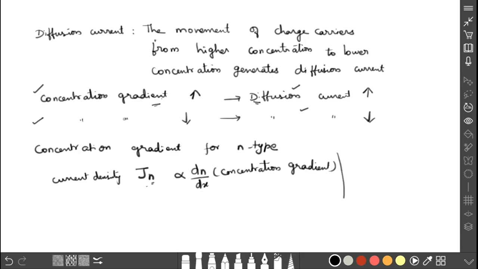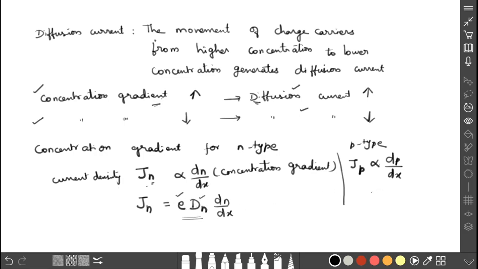The same thing we can write for p-type also, that is for holes. Jp is proportional to dP by dx. So dN by dx and dP by dx are the concentration gradients for electrons and holes, right? To remove this proportionality, I am going to introduce the constant, that is Jn is equal to E into Dn into dN by dx. What is the constant? E is the charge of the particle and Dn is the diffusion constant.